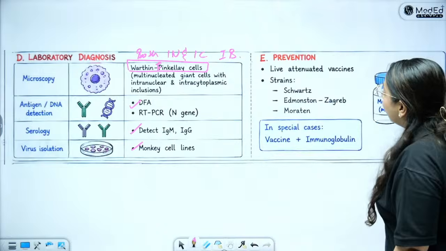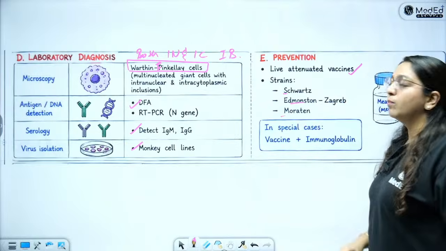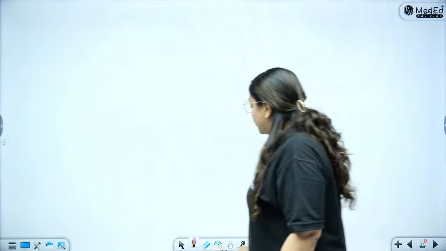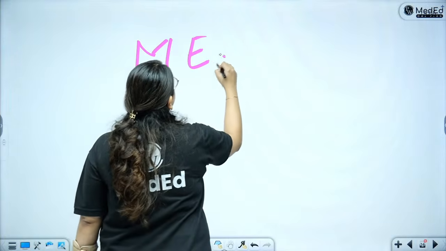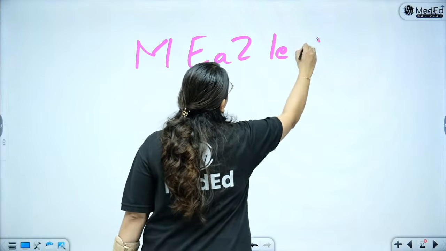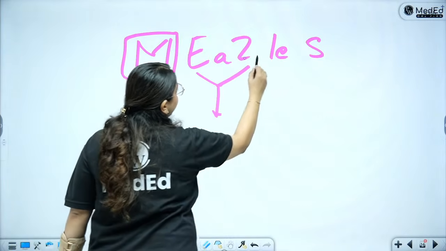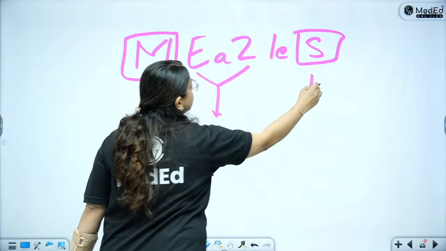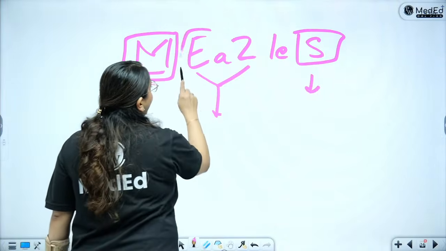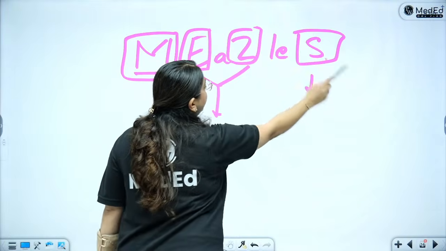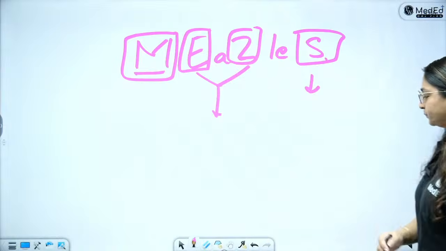Live attenuated vaccine can be given for measles: the Schwartz, Edmonston, Zagreb and Muratin strain. I always tell the students it is very easy to remember the strains of the measles vaccine. Just write the word measles. So this is Muratin strain, Edmonston, Zagreb strain and Schwartz strain. These are the strains of the measles vaccine.